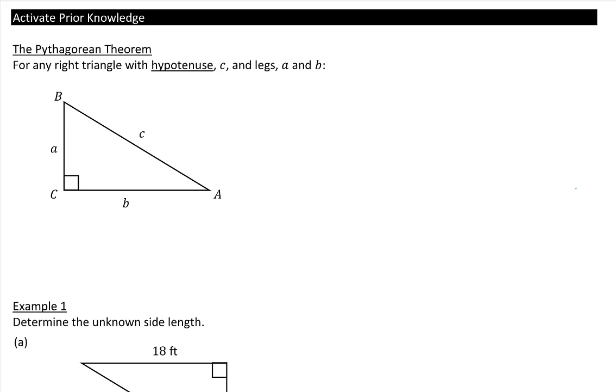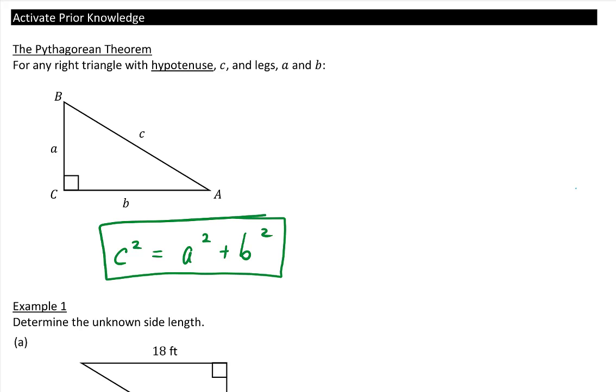In our first video, we're going to look at the Pythagorean Theorem, and we're going to look at metric and imperial conversion. The Pythagorean Theorem: for any right triangle with hypotenuse C and legs A and B, we know that the square of the hypotenuse is equal to the sum of the squares of the other two sides. So C squared is equal to A squared plus B squared in this diagram.